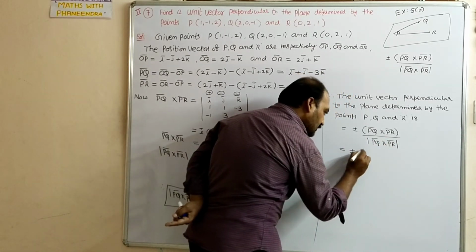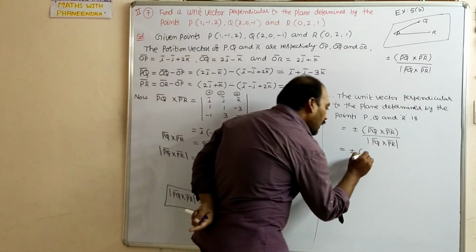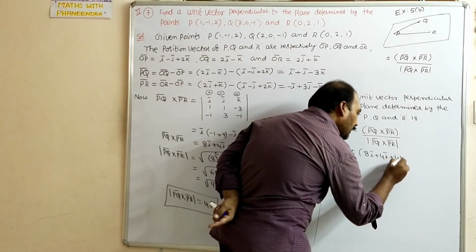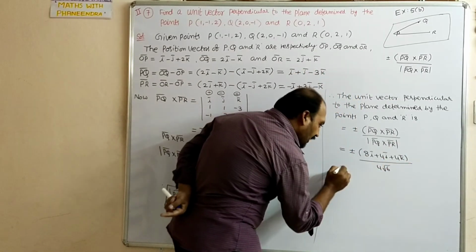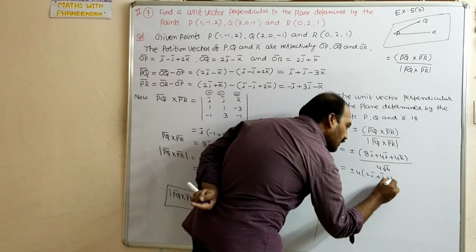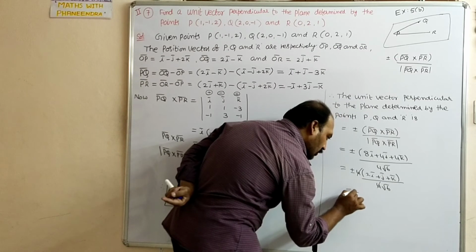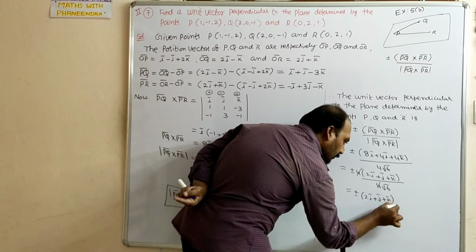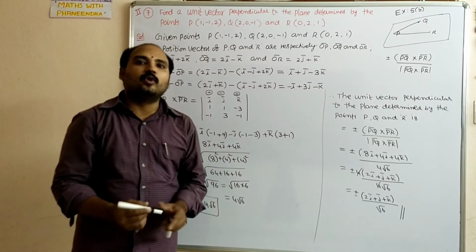So plus or minus, what is PQ bar cross PR bar? Here we got it, 8i plus 4j plus 4k, divided by 4 root 6. From the numerator you can take common 4: 4 into 2i plus j plus k divided by 4 root 6. 4 gets cancelled, which is equal to plus or minus 2i plus j plus k by root 6, which is the required vector. We will move to the next question now.